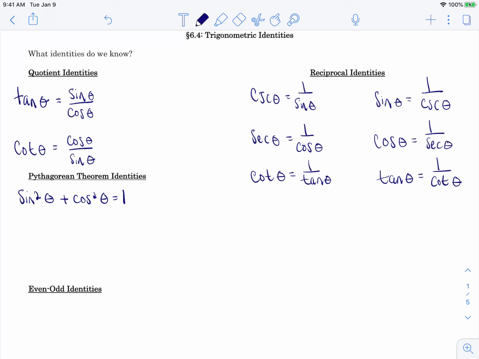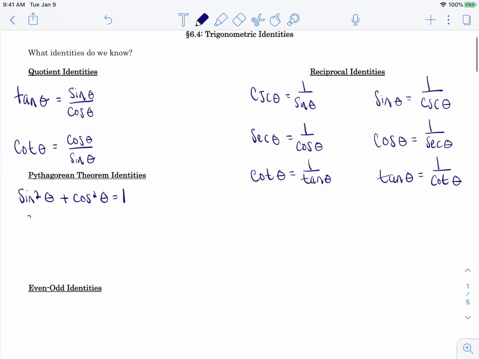All right, so what I can do with this sine squared plus cosine squared equals 1, because this is known as my little cheat sheet, I'm going to rearrange the terms. So I could isolate sine squared, and that would be 1 minus cosine squared. And I could also isolate cosine squared, and that would be 1 minus sine squared. So again, we're just making lists of things that we know.